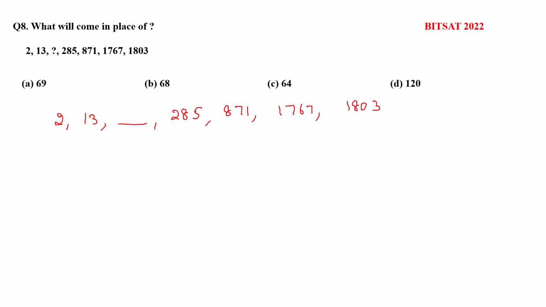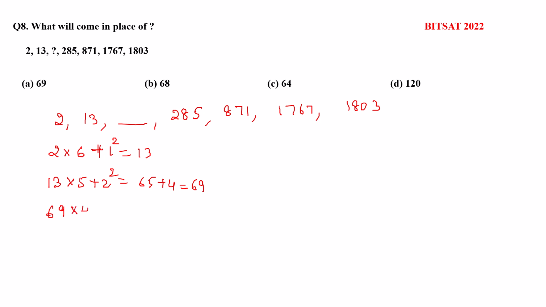But here 2 and 13, I know that if I multiply 2 by 6 I will get 12, and if I add 1 to 12 I will get 13, isn't it? But when I'm following the same pattern for others, I'm not getting the pattern. But if I do 2 into 6 plus 1 square, I'm getting 13. Same way, if I follow 13 into 5 plus 2 square, I am getting 13 into 5, 65, 65 plus 4, 69. So 69 is one of the options, but let's check whether the other number in the pattern matches with that value or not.